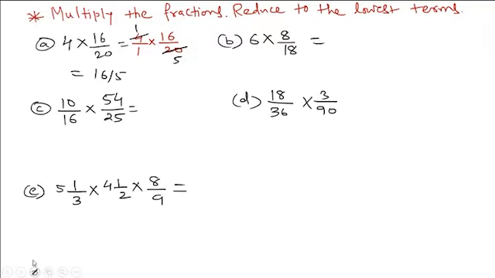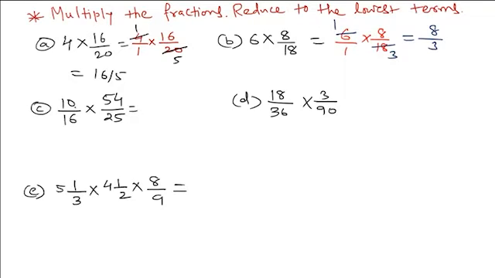Similarly, what do we write here? Look here. Again write here 6 by 1 multiplied by 8 by 18. Divide it in cross. 6 1s are 6, 6 3s are 18. 1 by 1 means 1, no need to write it down. So here we write 8 by 3.